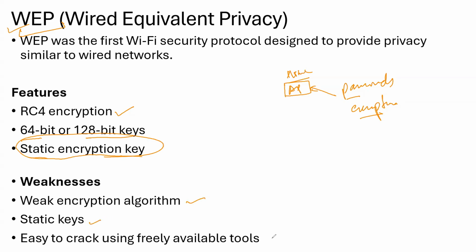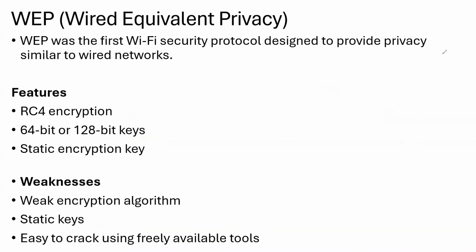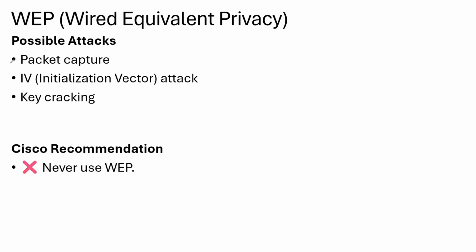It used static keys and was easy to crack with freely available tools. That is why, if you remember, earlier Wi-Fi devices were easily hacked because of this old WEP security. Possible attacks include packet capture, where anyone can sniff your data, initialization vector attacks, or key cracking, where anyone can crack your key. So what does Cisco recommend in this matter? Cisco says never use WEP encryption or WEP security, which is known as Wired Equivalent Privacy.